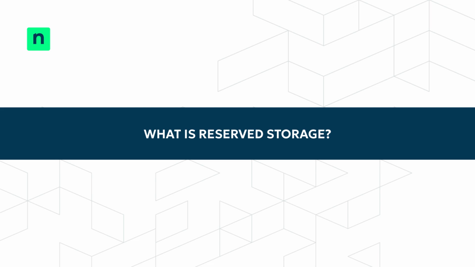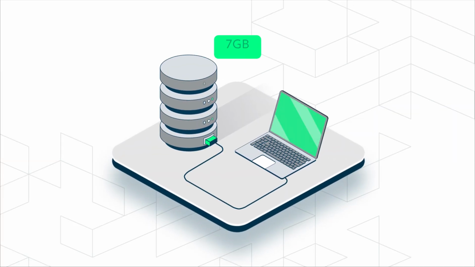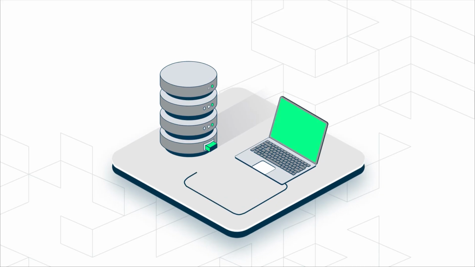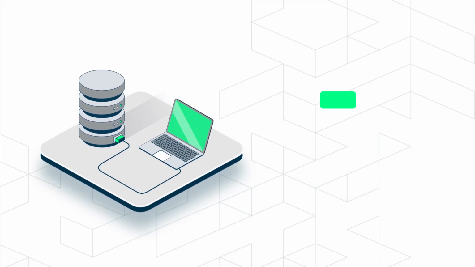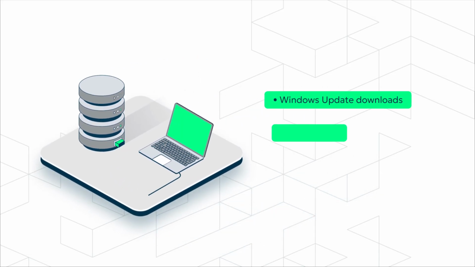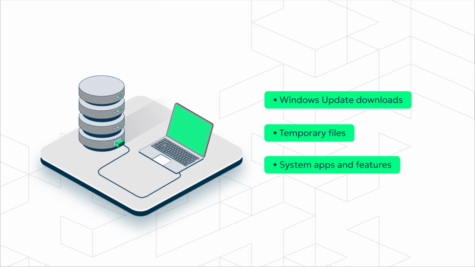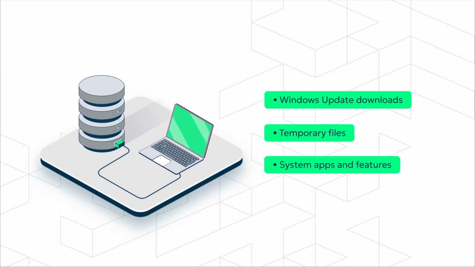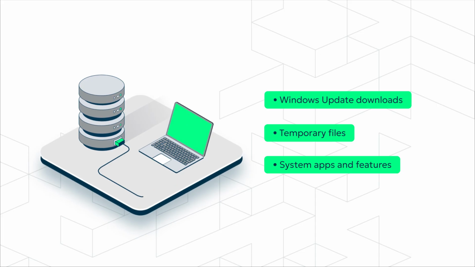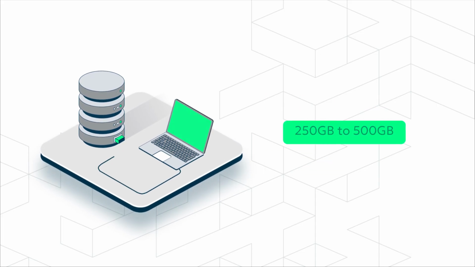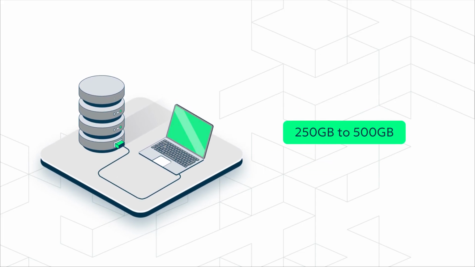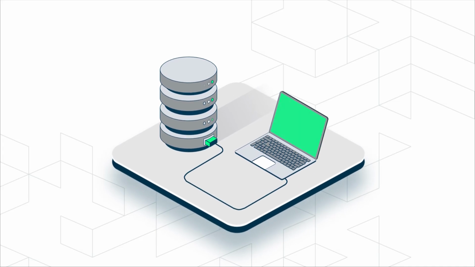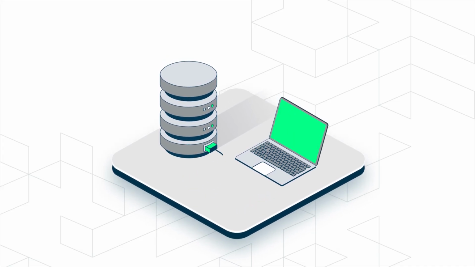What is reserved storage? Reserved storage is a portion of disk space, typically around 7 GB, set aside by Windows for updates and essential system processes. It stores the following: Windows Update downloads, temporary files, system apps and features. While the actual size of this storage adjusts based on how you use your device, it's relatively minimal compared to typical drive capacities of 250 GB to 500 GB. This small storage space goes a long way in maintaining system performance and preventing update issues.